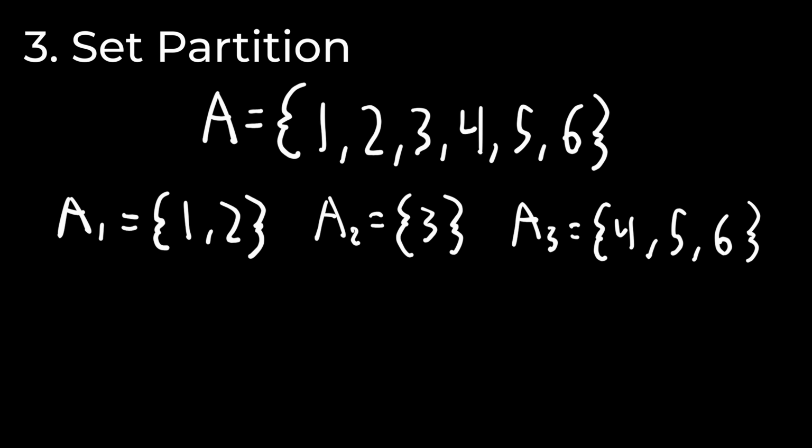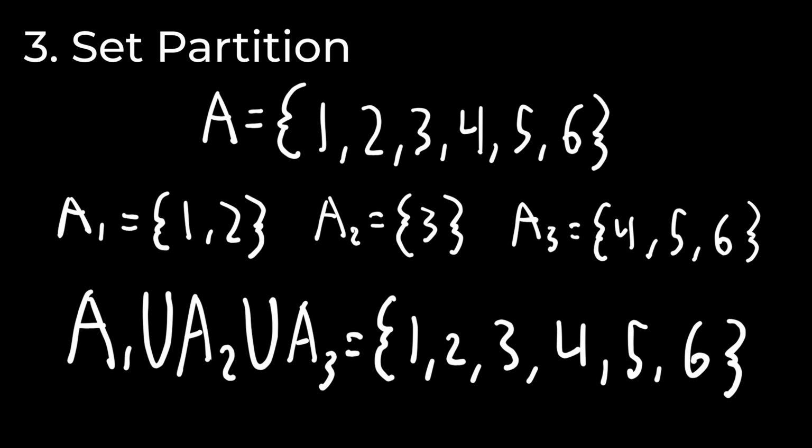Let's say you have set A1, which has 1 and 2, and set A2, which has the element of 3, and set A3, which has the elements of 4, 5, and 6. So taking a look at sets A1, A2, and A3, you can see that the union of all these forms set A, which is 1, 2, 3, 4, 5, and 6.